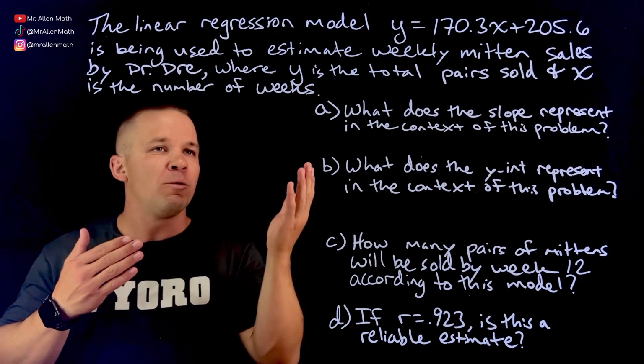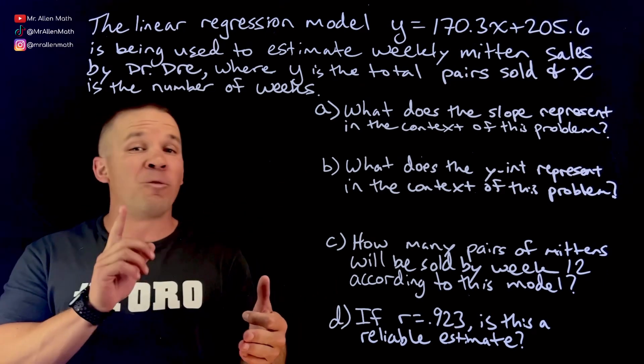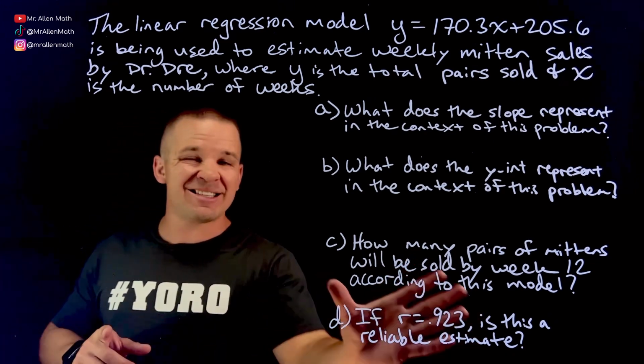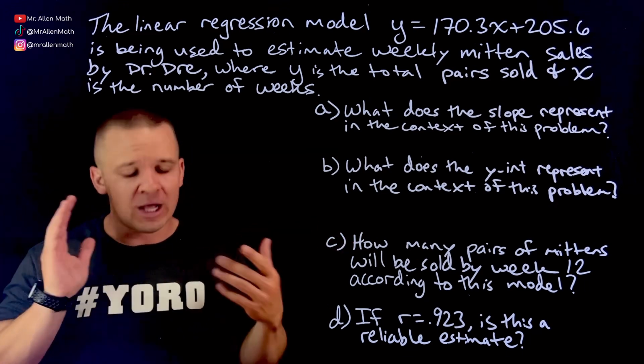All right. So we got a few questions here asking, what does the slope represent, what does the y-intercept represent. We're going to estimate. And then also, is it a reliable estimate? Is it a good estimate based on our correlation coefficient? So let's get after it.